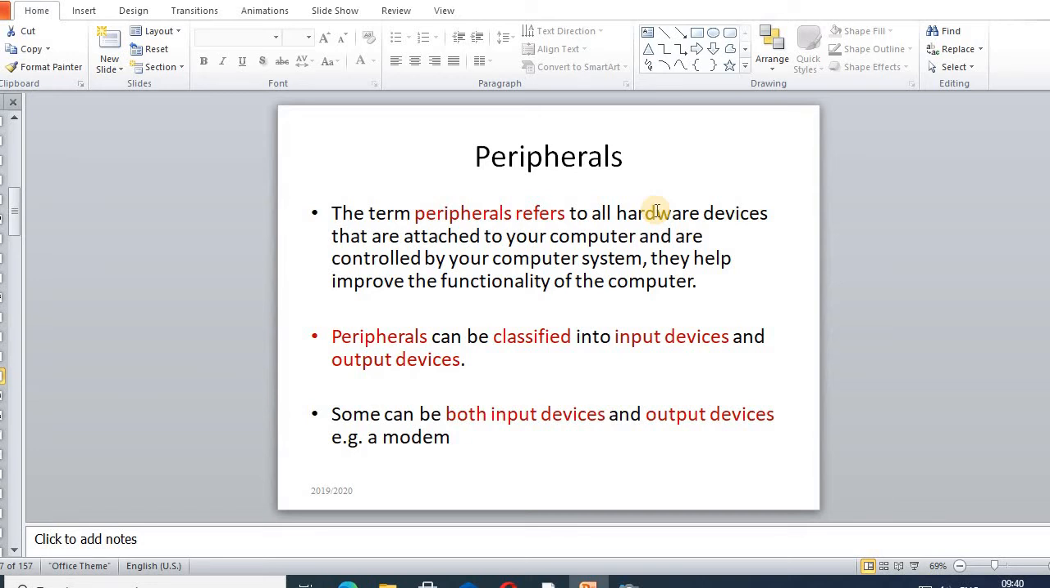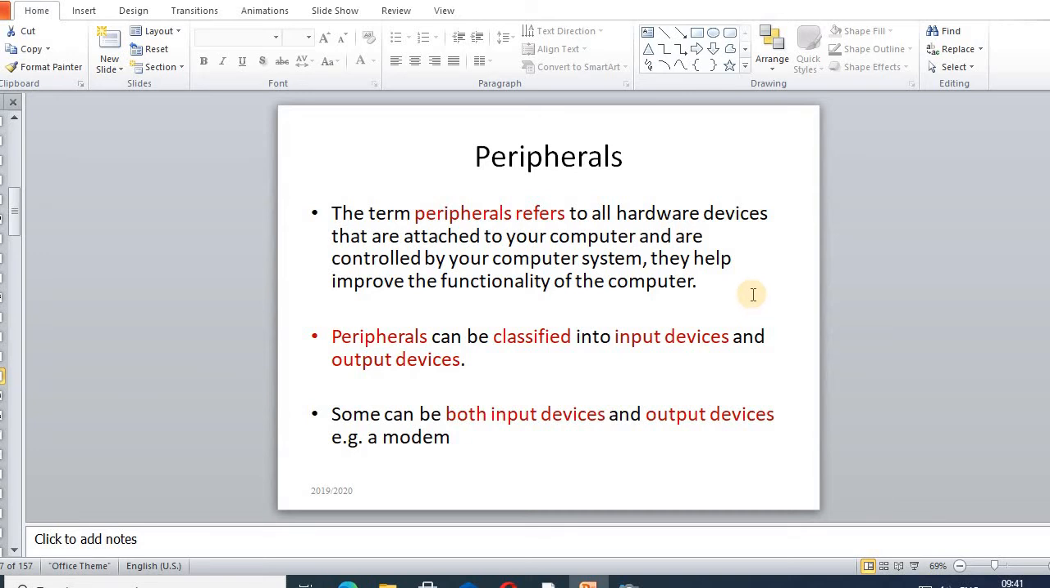Because if I talk of the keyboard, a computer cannot work without a keyboard. If I talk of the monitor, a computer cannot work without a monitor. But it can work without a printer. So a printer, we won't say it is not hardware, it is also hardware. But when is it required? It's required when I need a hard copy altogether. So it will only add to or improve the functionality of my computer.